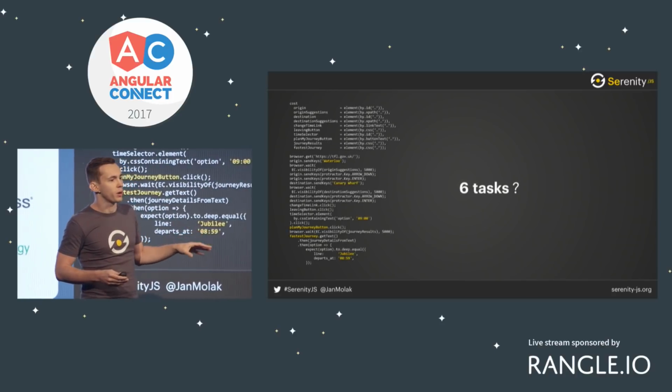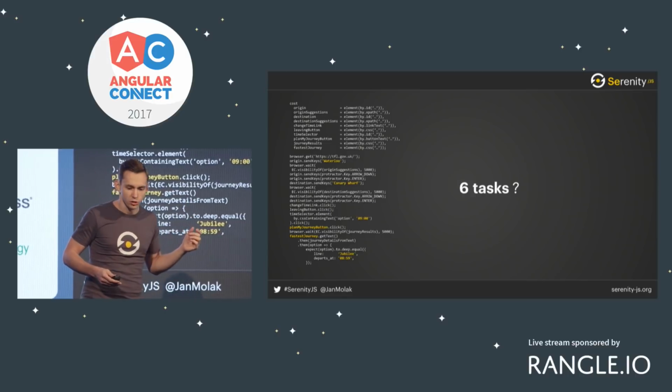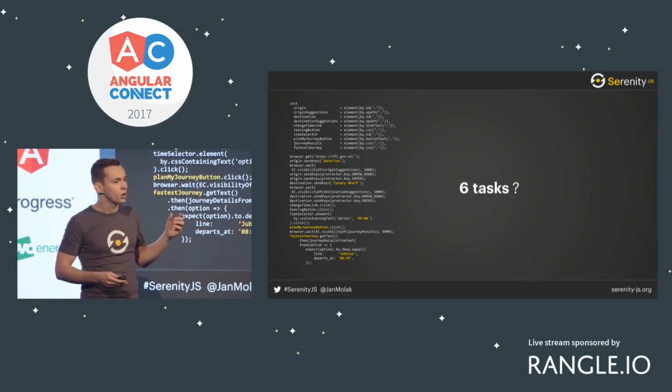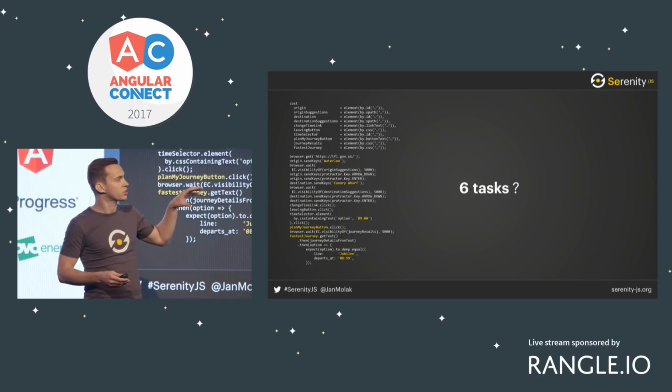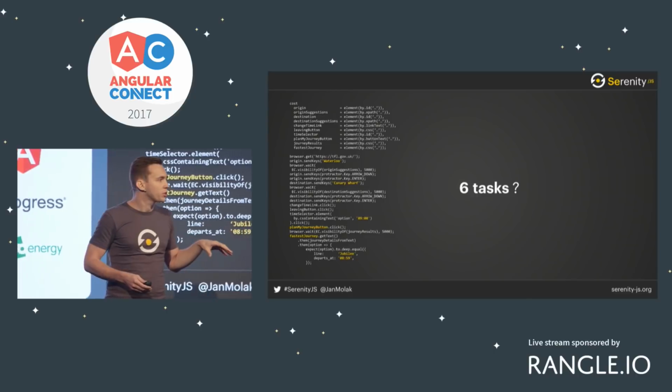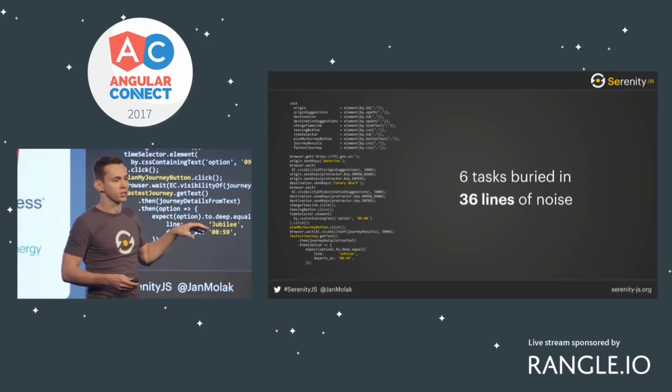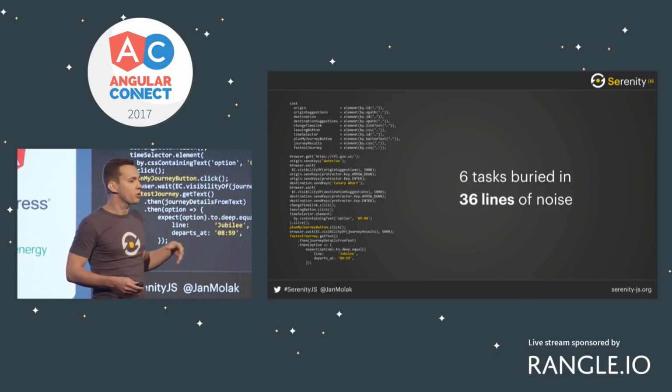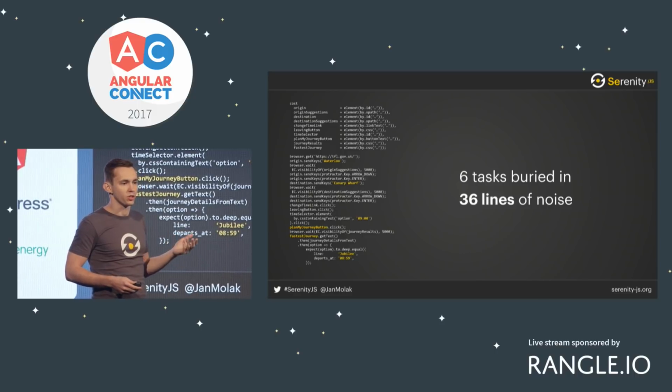So if we take a step back to admire our wonderful creation, we'll see this. We'll still have those 6 important tasks from the point of view of the user, but they're buried somewhere in about 36 lines of noise, of code whose sole purpose is to manage the browser, to manage the state.